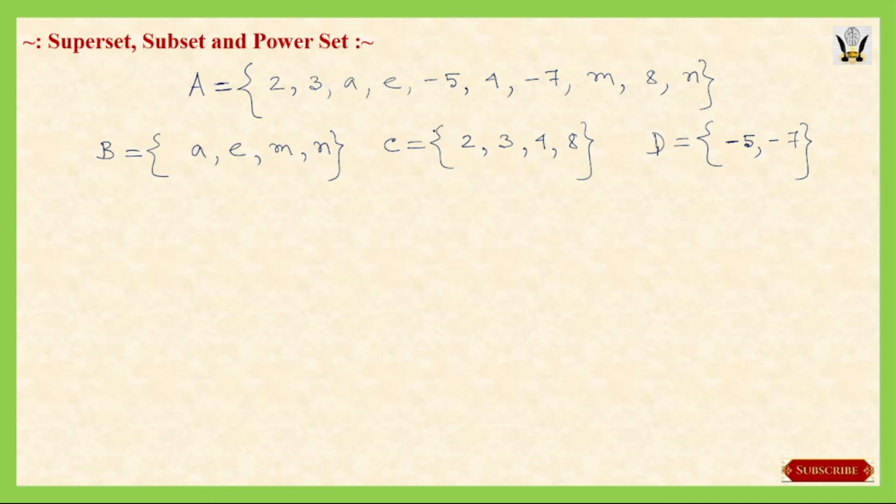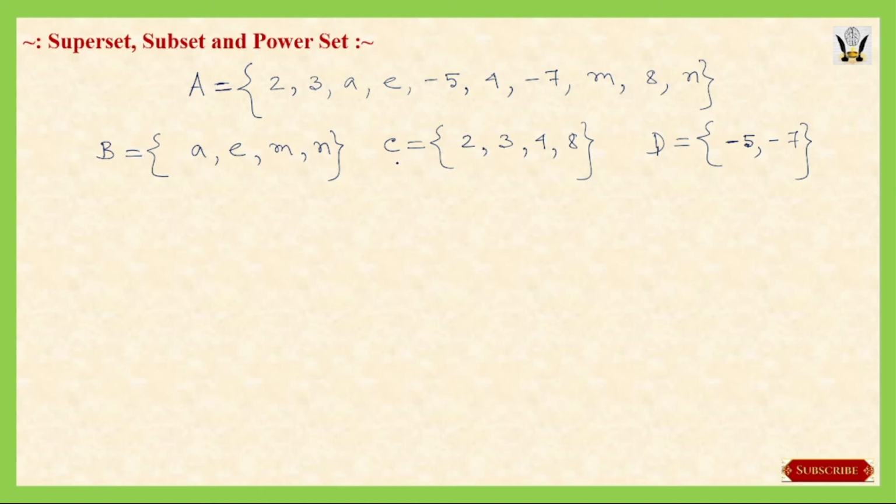So what we can see here is that under sets B, C and D, whatever elements we have, they also belong to set A. The concept of superset and subset is like this: if we have a set A and a set B, and all the elements of set B are also elements of set A, then set B will be called a subset of set A.